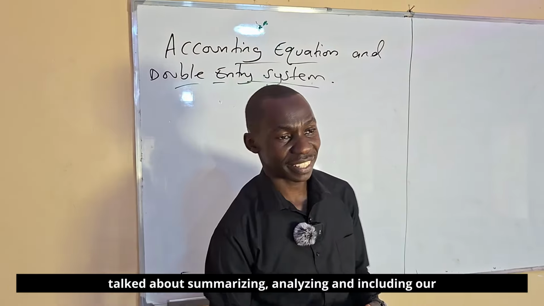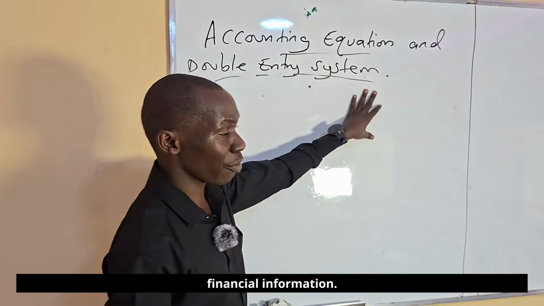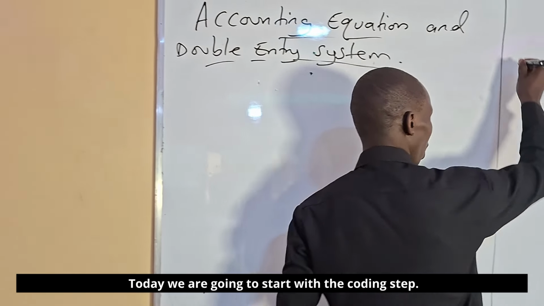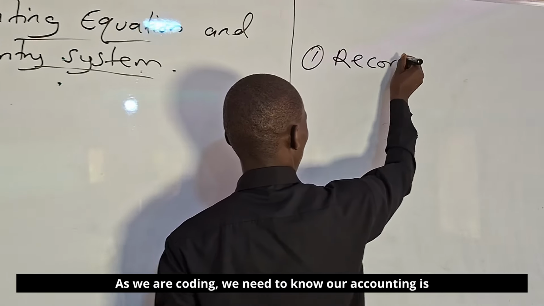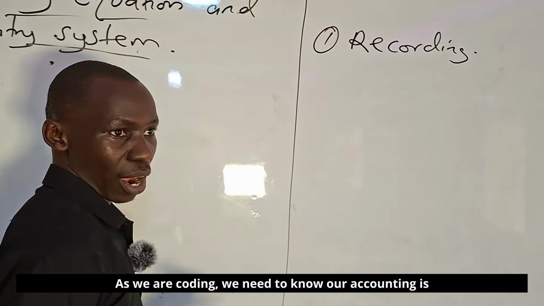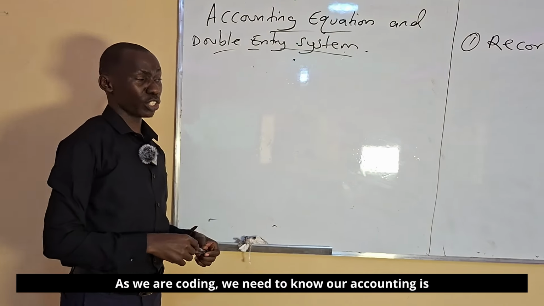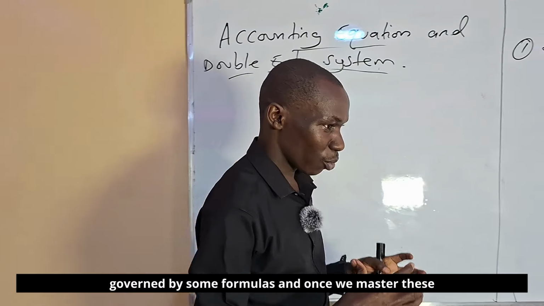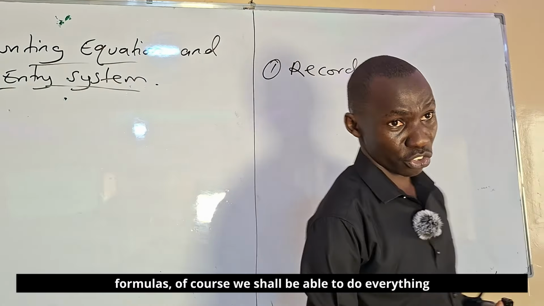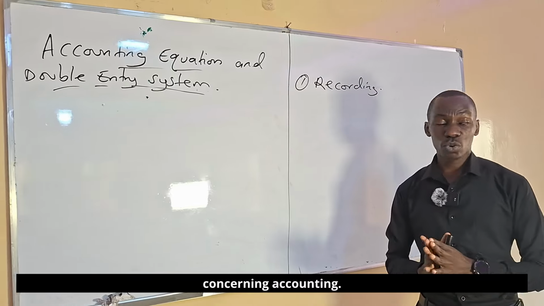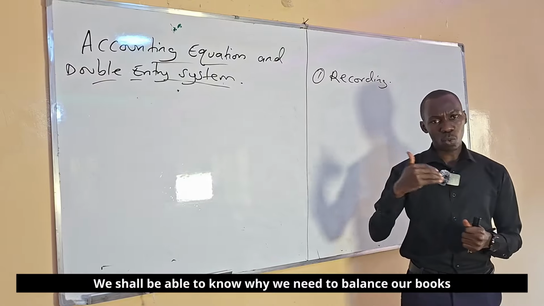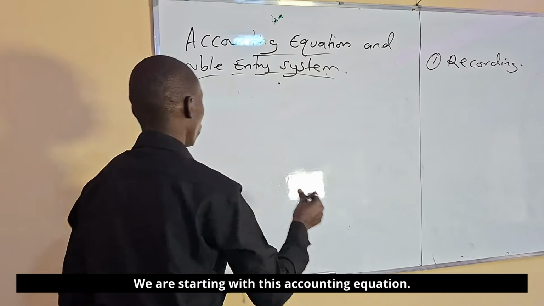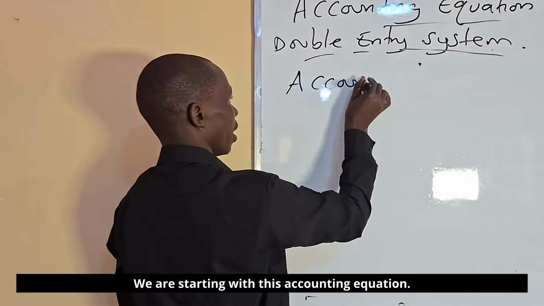In the previous video, I talked about different stages of accounting, and I said we start from recording, then summarizing, analyzing, and reporting our financial information. Today, we are going to start with the recording step, and don't forget this is our first step. As we are recording, we need to know our accounting is governed by some formulas, and once we master these formulas, of course, we shall be able to do everything concerning accounting. We shall be able to know why we need to balance our books. I will start with this accounting equation.